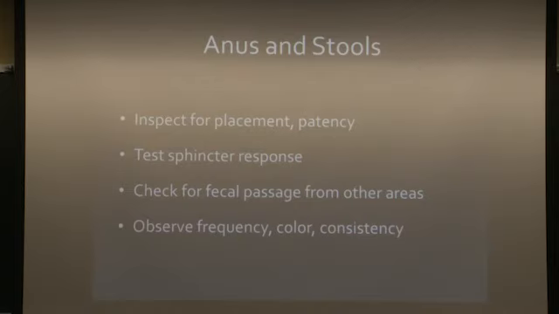Passage of meconium normally happens within 24 hours of birth. However, it can take up to 48 hours, and that's normal. The sphincter response is tested by stroking the skin close to the anus and observing the muscles of the anus retract, and they call that an anal wink. Fecal material can drain through fistulas and pass into the vagina or urinary tract.